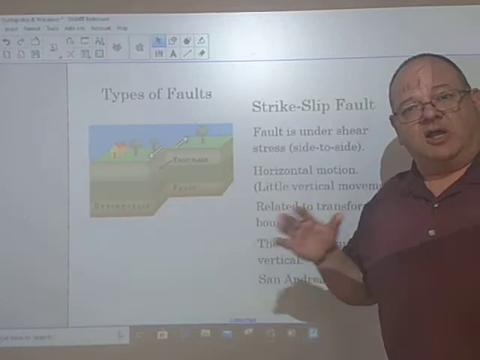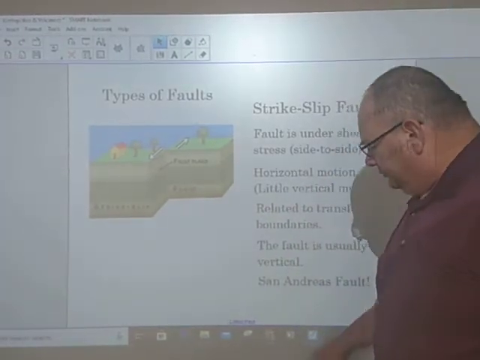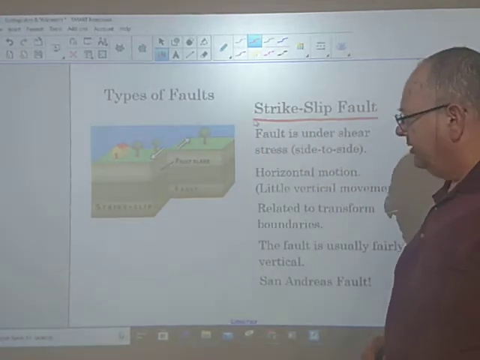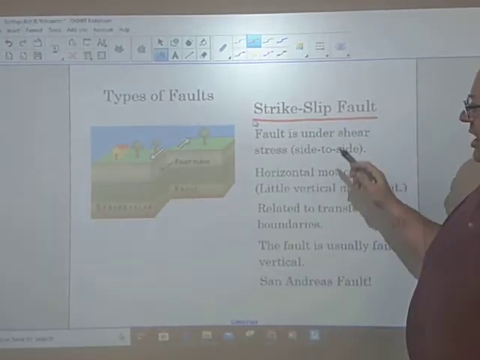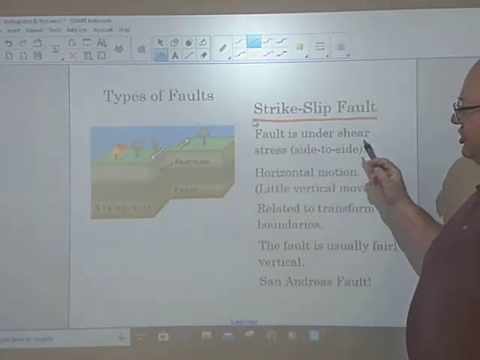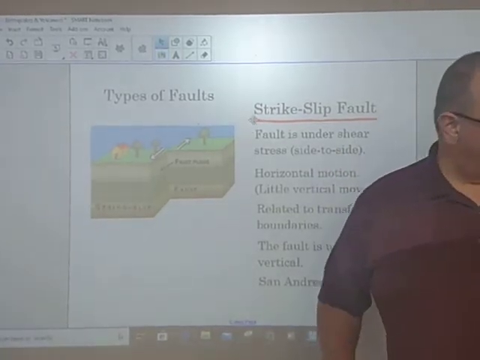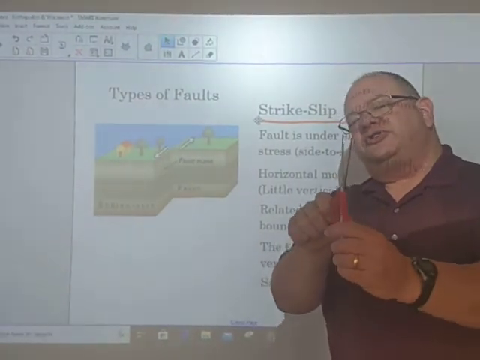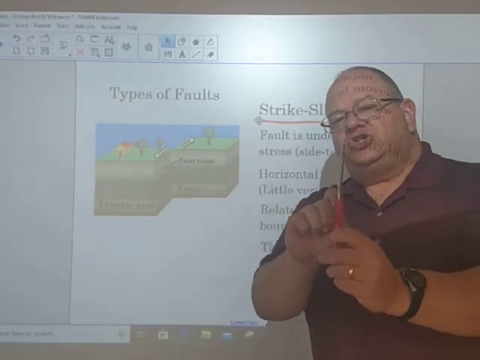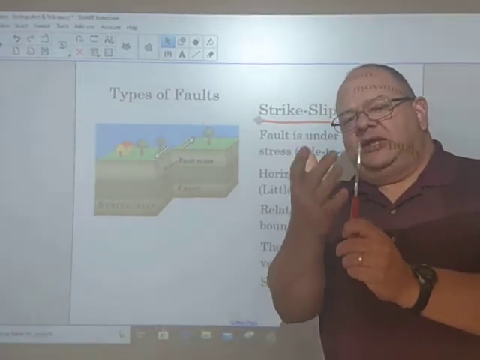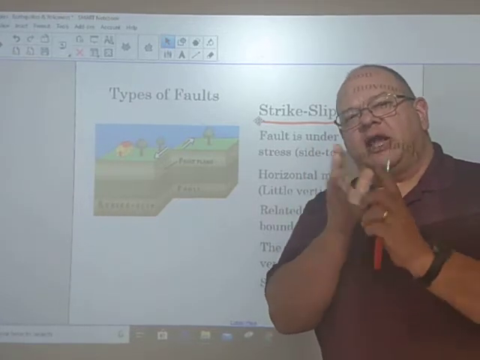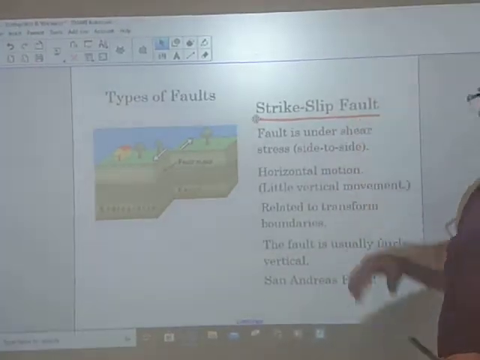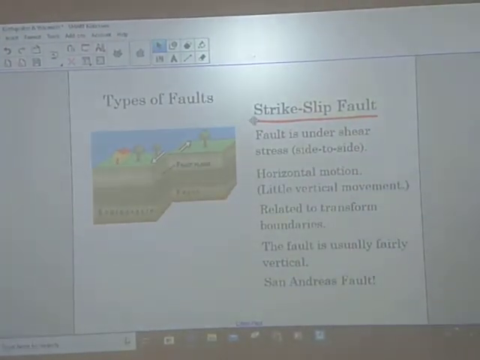All right, so let's talk about the types of faults. So, number 1, we're going to start out with something called a strike-slip fault. And we're saying this fault is under shear stress, side-to-side stress. Now remember, shear, here's the scissors, or another word for scissors is a pair of shears. In a shears, the one blade is sliding past the other one. They're not coming directly at each other, they're sliding past each other. That's shear stress.